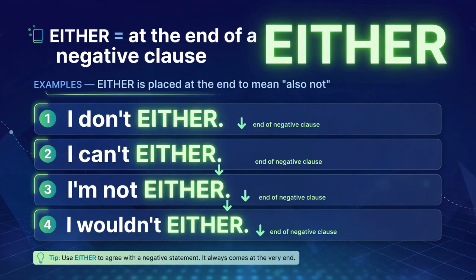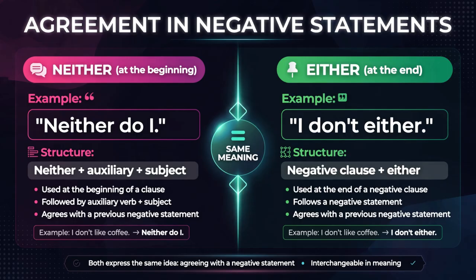More examples. I can't swim turns to I can't either. I'm not hungry turns to I'm not either. I wouldn't go there turns to I wouldn't either. So you have two choices for negatives: neither at the beginning, neither do I, or either at the end, I don't either. Both mean exactly the same thing. Use whichever feels more comfortable.